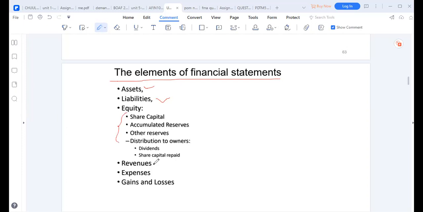Revenues, we'll look at what gains the company may have. Expenses are simply the operating expenses that a firm, an organization may incur. You may have expenses like salaries, administrative expenses, rent, rates. All these are examples of what? Expenses. We have gains and losses.